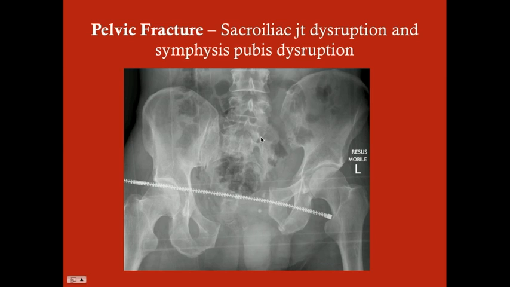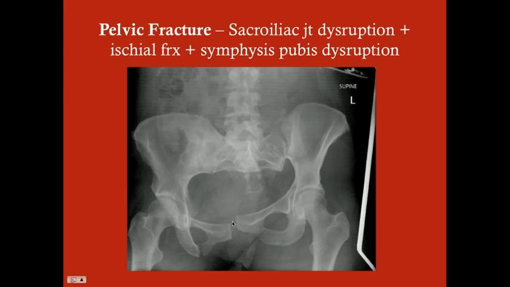Here's a sacroiliac joint disruption. So you can see here, it's kind of obscured by bowel gas, but you can see that you've got separation here on the left side. On the right side, perfectly normal. On the left side, disruption. And then you also have symphysis pubis disruption. Here you have sacroiliac joint disruption on the left. You also have an ischial fracture down here. And you also have symphysis pubis disruption.